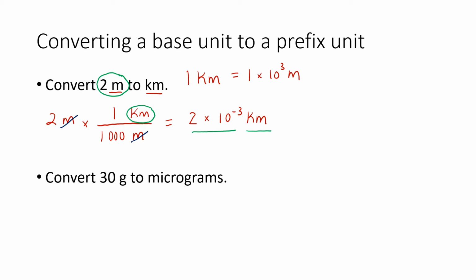Next, we're going to convert 30 grams into micrograms. So what are the symbols that we're going to need for those units? Grams is lowercase g, and micrograms is the Greek letter mu and then a lowercase g for grams. So first, let's write a unit conversion between grams and micrograms. I like to call the larger unit 1. So 1 gram is equal to, how many really, really small micrograms are there in 1 gram? 1 times 10 to the positive 6th, or a million micrograms are in 1 gram.